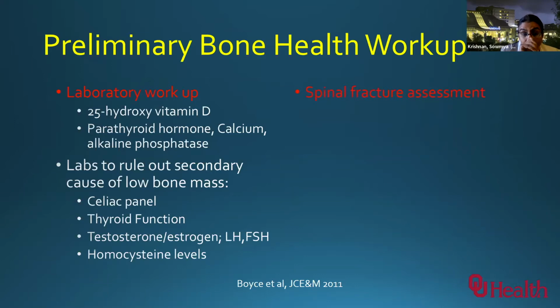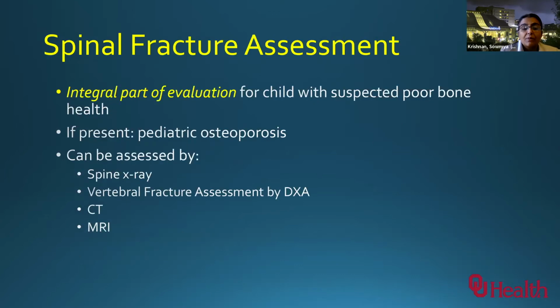Other important parts of the preliminary bone health workup include spinal fracture assessment and bone density measurement. We'll talk about these two in slightly more detail. Spinal fracture assessment is an integral part of evaluation for a child with suspected poor bone health. If present, it makes the diagnosis of pediatric osteoporosis.